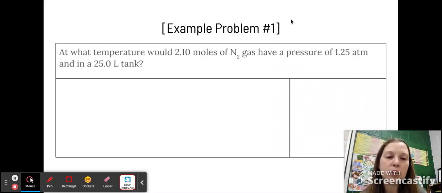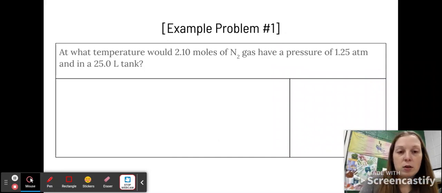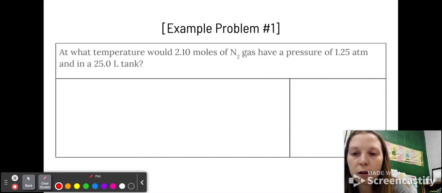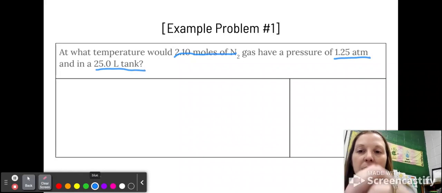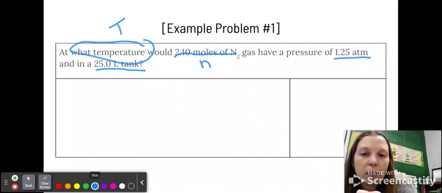So now let's go over quickly how to solve an ideal gas problem. It's very important to underline and label everything that you have. Okay, so let's just use blue. At what temperature would 2.10 moles of N2 gas have a pressure of 1.25 atmospheres in a 25-liter tank? We're looking for temperature, so we circle it. That's represented by the letter T. We've been given moles, so that's our n.